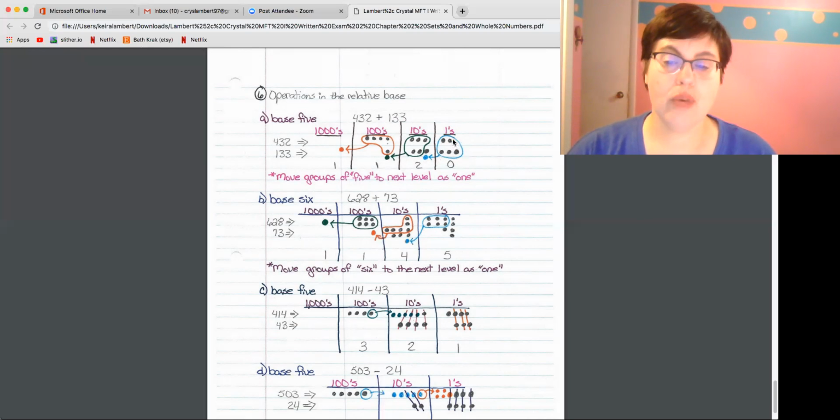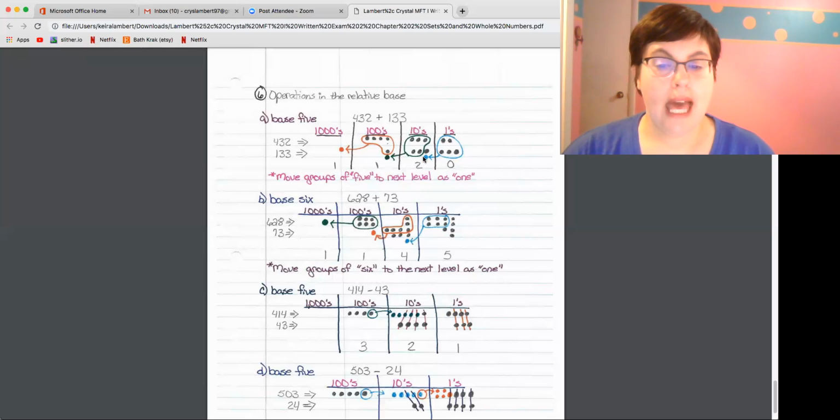Since we have 5 ones, we're going to group that together and move it as 1 unit to the tens column. You see I have 1 blue unit so that you can follow what I'm doing. It's grouped in blue, move to the next column. We originally had 6 dots, and then we added 1 more in blue. So now we have 7.